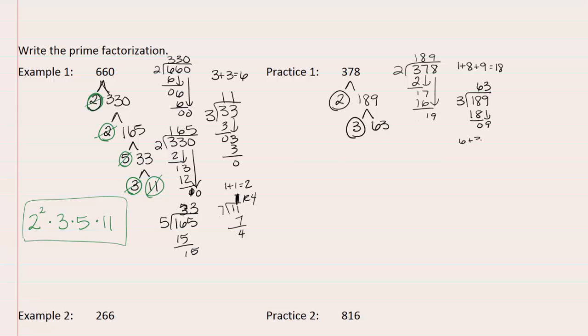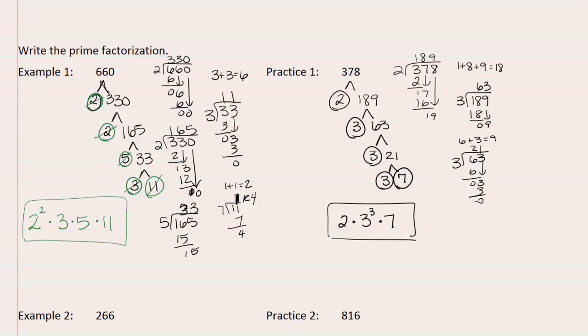3 was our prime. 63. 63 is 6 plus 3 is 9. Again, 63 will divide by 3. So 63 is 3 times 21. 21 is also divisible by 3, and it's 3 times 7. And we know 7 is a prime, so we can stop. We have all prime numbers. Now we just need to list them. So 2 times 3, and I had 1, 2, 3 3's, so 3 cubed times 7. So your answer is that.